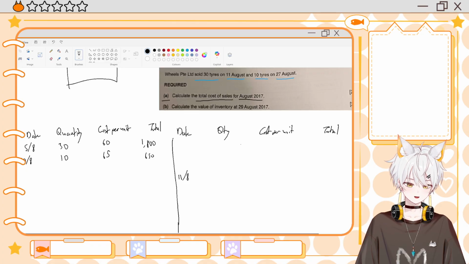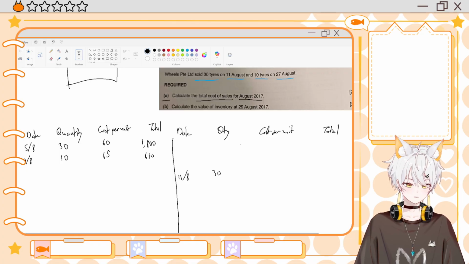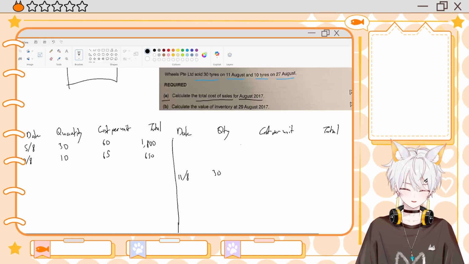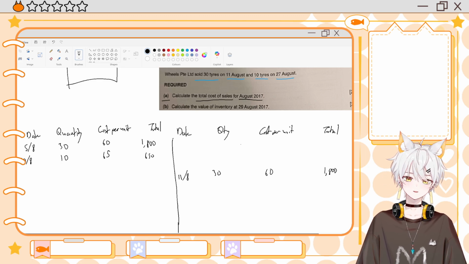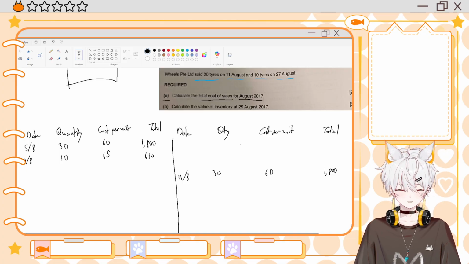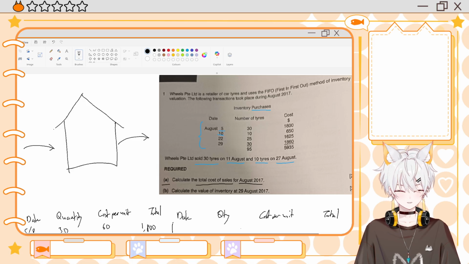Do you have enough from your first batch? Yes, I do. Then that means you can just sell the full 30. Then you fill that up. Then the cost per unit? Cost per unit will be sold at 60. Then the total will just be... yep. So you got the gist of it? Yeah. Then let's go back to purchases.